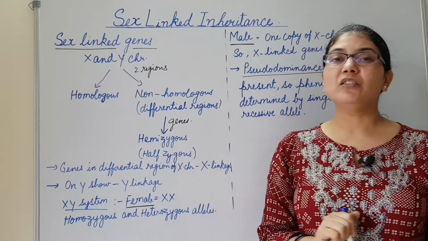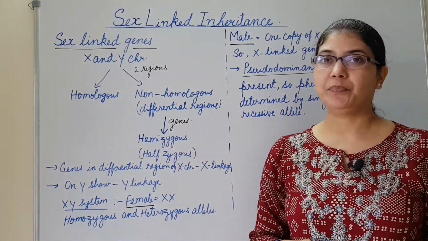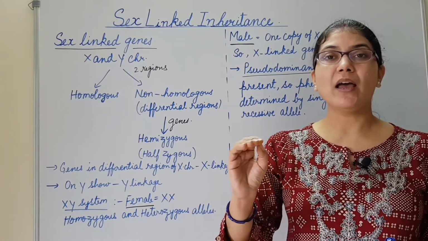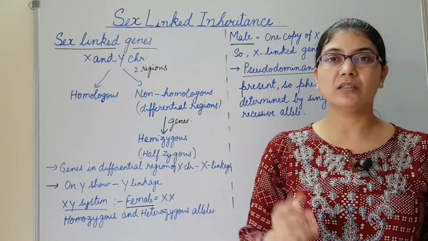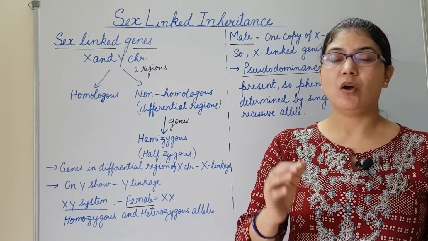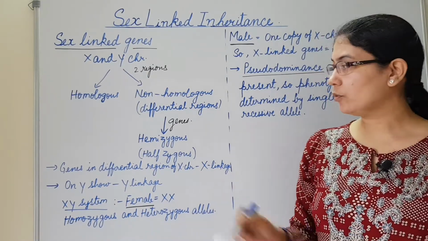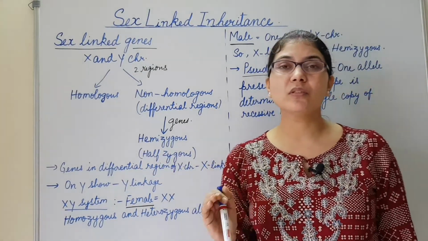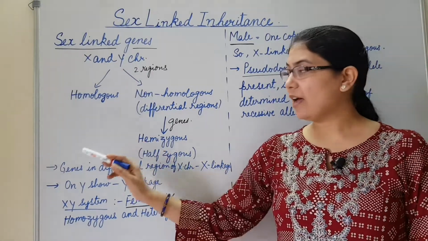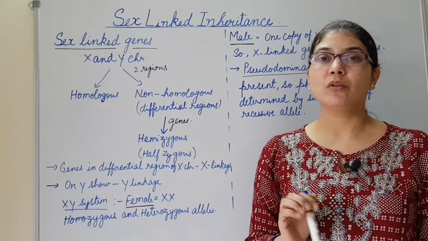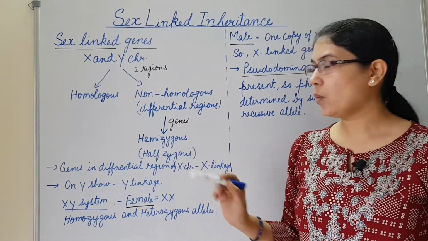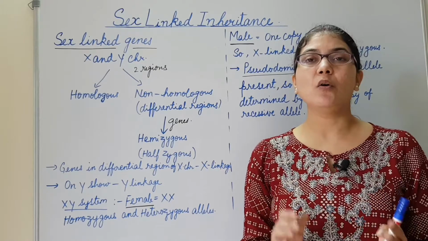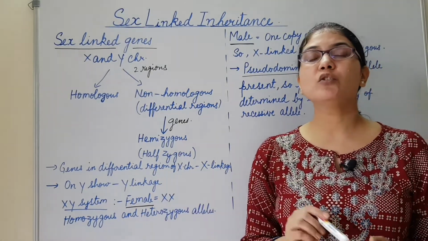The genes present in these differential regions are hemizygous, or half zygous, because these are non-homologous regions. No allele of this gene is present on the other sex chromosome, no allelic counterpart is present, hence it is known as hemizygous. The genes present in the differential region of the X chromosome show the pattern of inheritance known as X linkage, and the genes present in the differential region of the Y chromosome show the pattern known as Y linkage. In the XY chromosomal system, individuals are either female or male. Female has two X chromosomes.